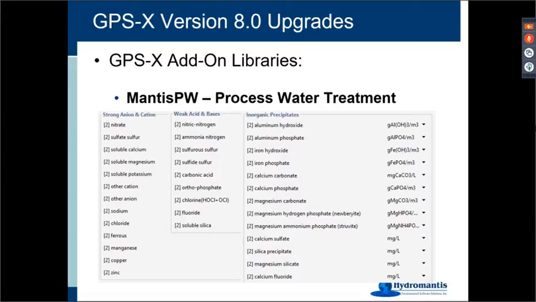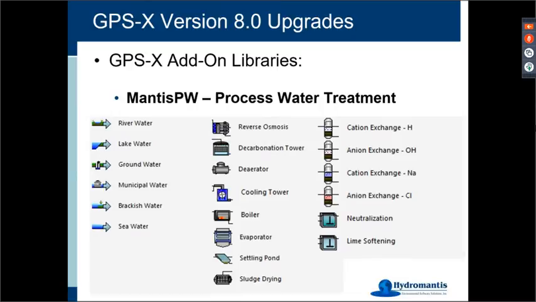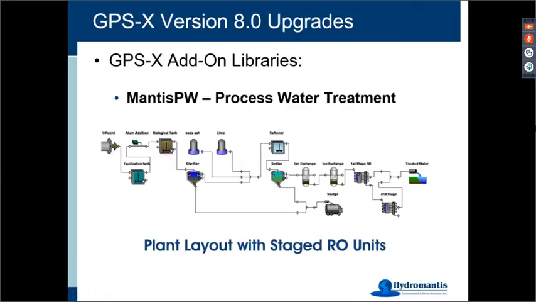You can see here that the components that we have are a little bit like some of the precipitates that we have in the wastewater version, but we have expanded that by quite a lot. And we have a large number of new unit process objects that are available for this library only. So you'll see here things like cooling towers and boilers, evaporators, many different kinds of ion exchange and neutralization, lime softening, and so on. These are all things that are available for this specific library. So you can do things like drinking water treatment like this.